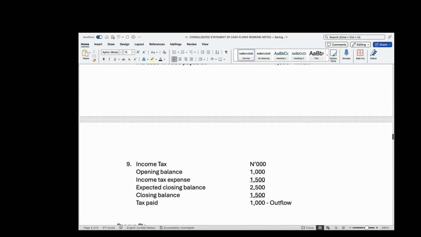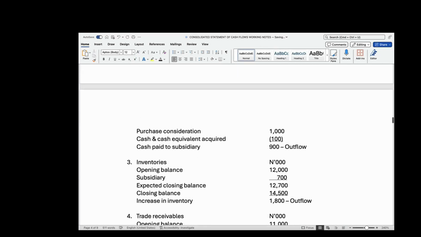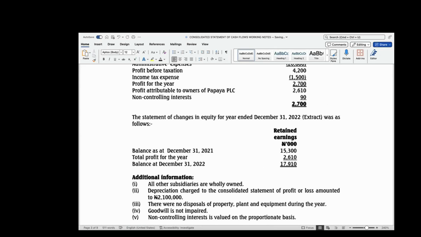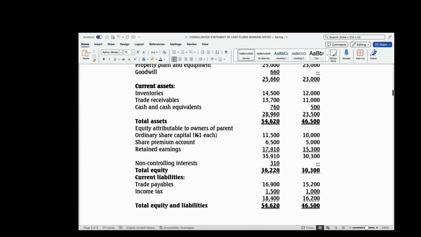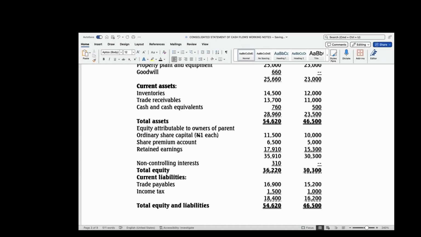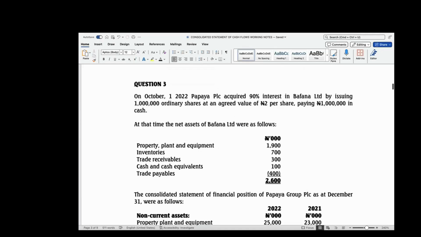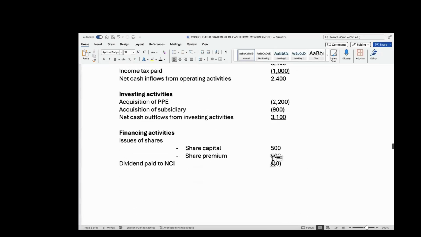From what I'm seeing, we have touched every one of these workings. Is there any other movement that we haven't touched? No. So how much is this? Inflow 960.